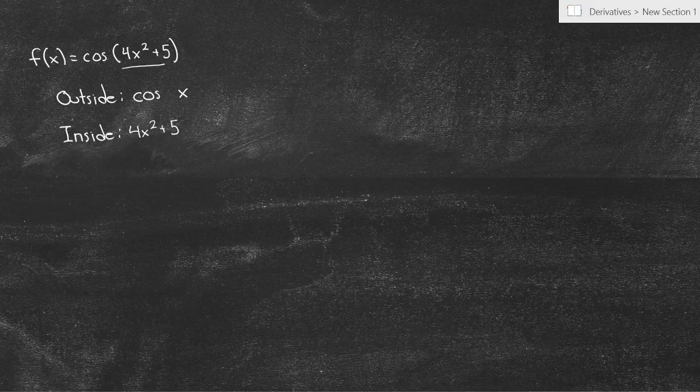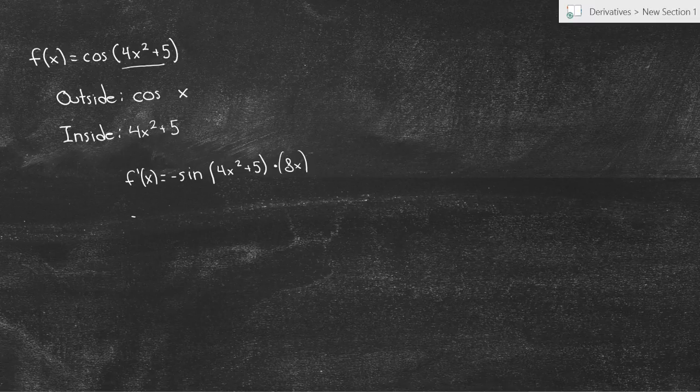inside the same. Okay. Well, derivative of cosine, that's a negative sine, so f prime of x equals negative sine of, and then it says leave the inside function alone. So instead of saying x, I'm going to say 4x squared plus 5, because that's what my inside function is. Then I'm going to multiply by the derivative of the inside function using the power rule. I can do 2 times 4 is 8x is the derivative of that.